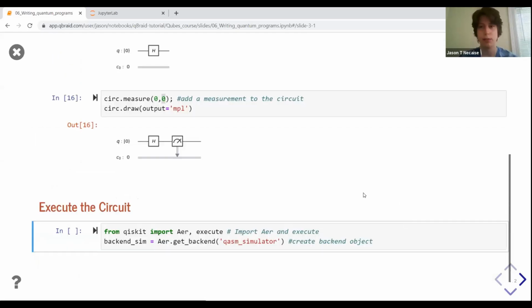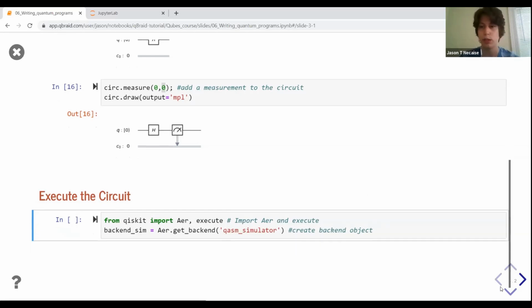By equal superposition, half the time this qubit is going to be measured in 0. Half the time, it's going to be measured in the 1 state. So to do that, we don't want to get too deep into the weeds here, but we do actually need to execute this circuit somehow, right?